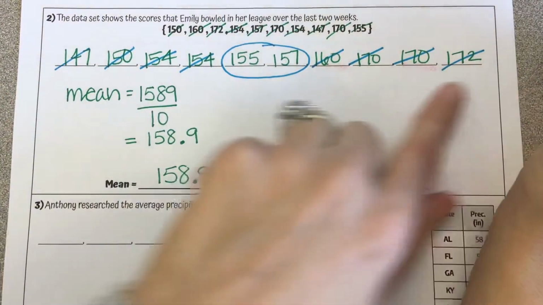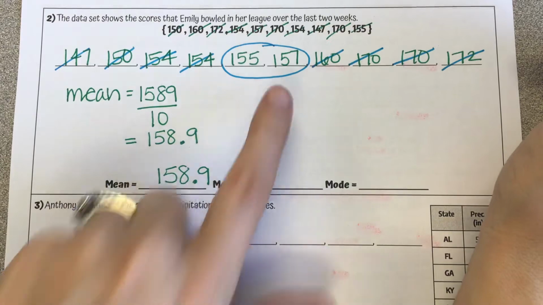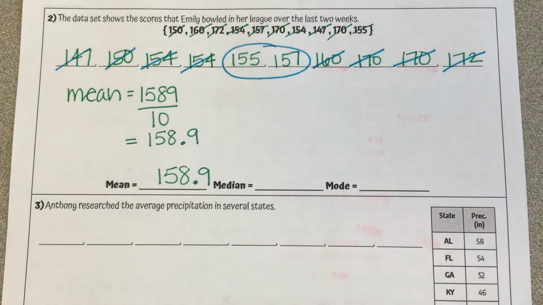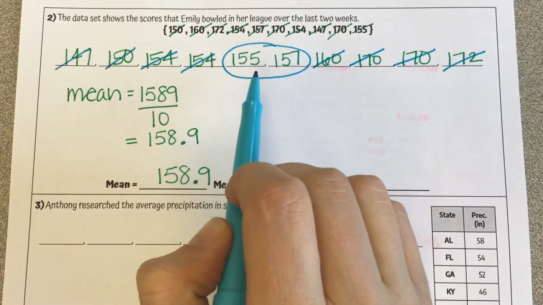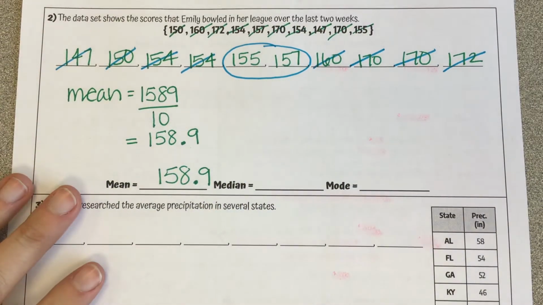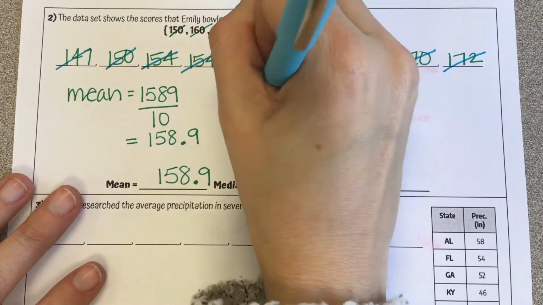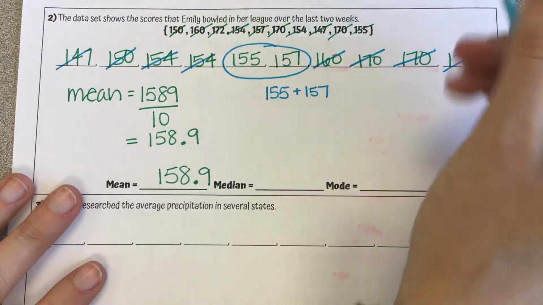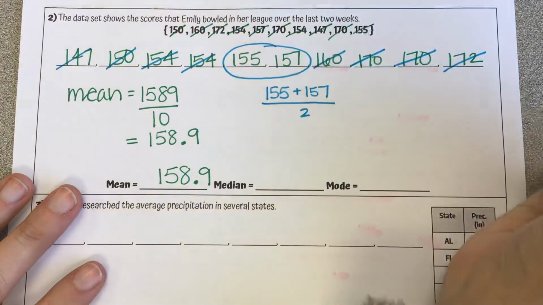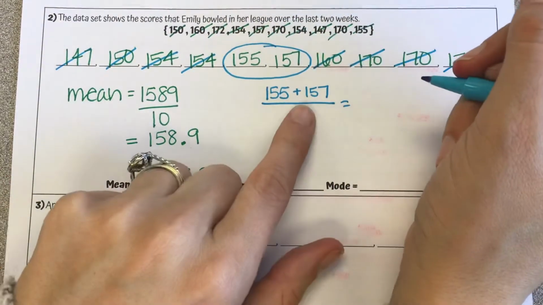If you have an even data set, which we did with 10, you're going to have 2 numbers in the middle. So that means I'm going to find the mean of those numbers. Maybe you can see it by just looking at, and you can figure out what's right in between 155 and 157. But I'm going to show you by adding. So we do 155 plus 157, all divided by 2, because there's 2 values in what we're adding here.